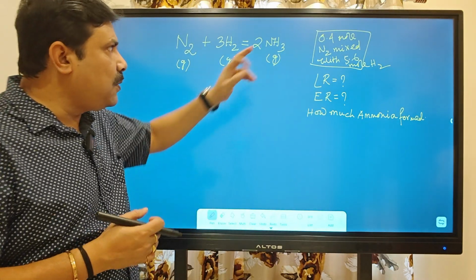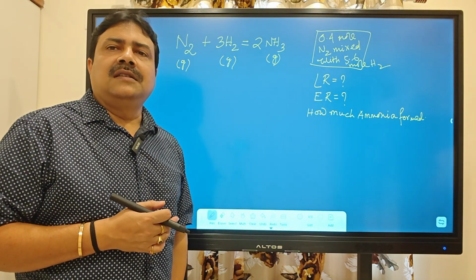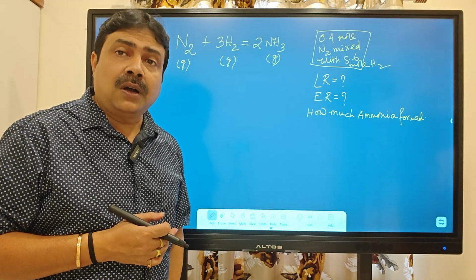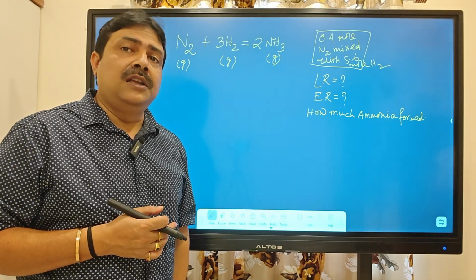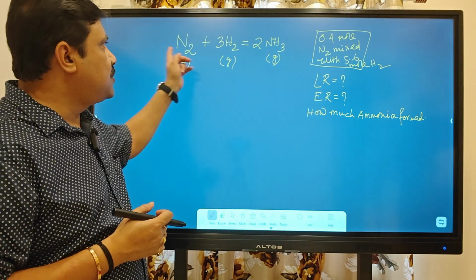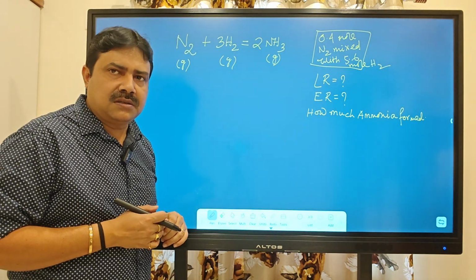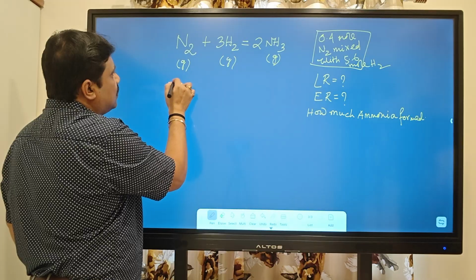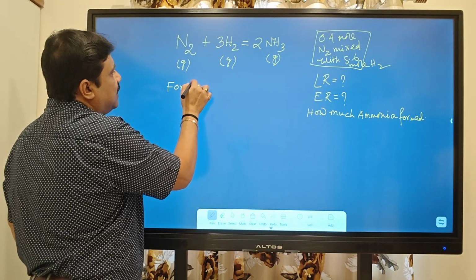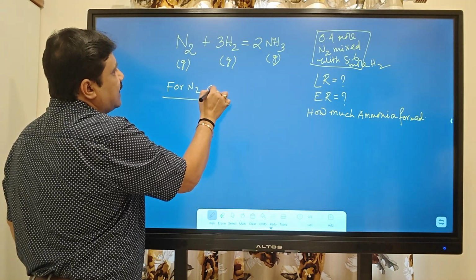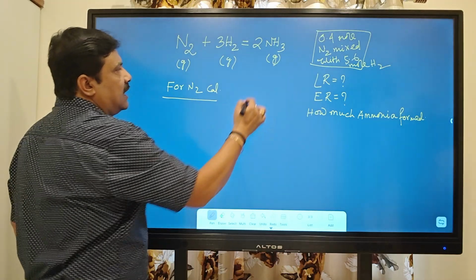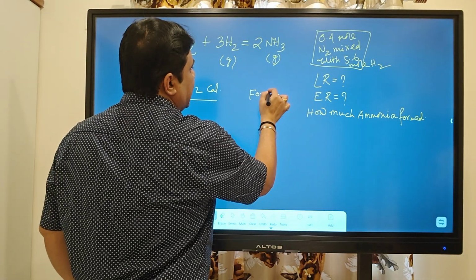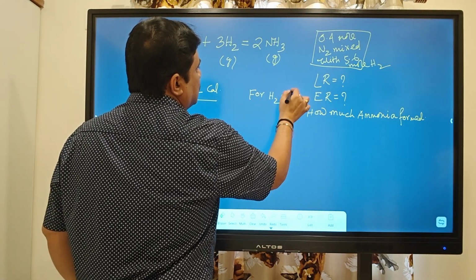But here the problem is giving in terms of a fraction. That's why you need to know the method to find out the limiting reagent. First job is to write down the balanced chemical equation. After that, what will we do? Here I am writing for nitrogen, cal, meaning calculations, we will do. And here for hydrogen, cal, meaning calculations, we will do.